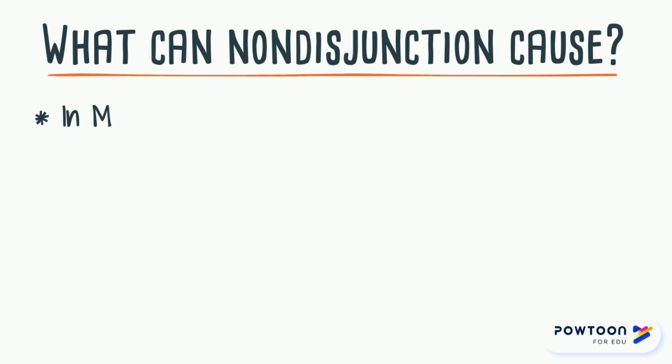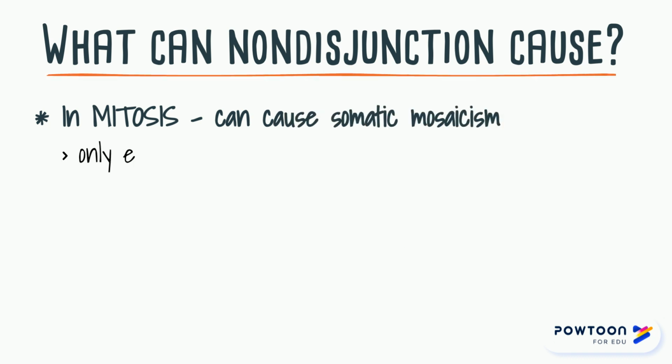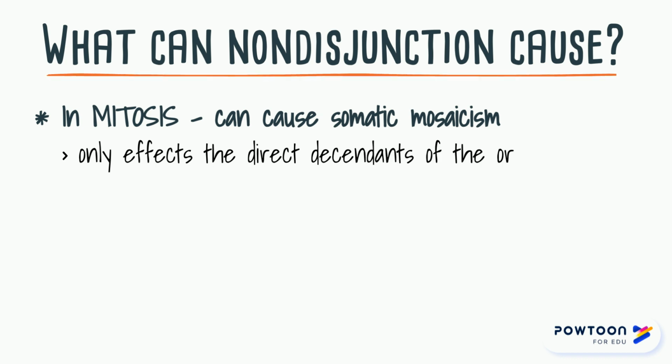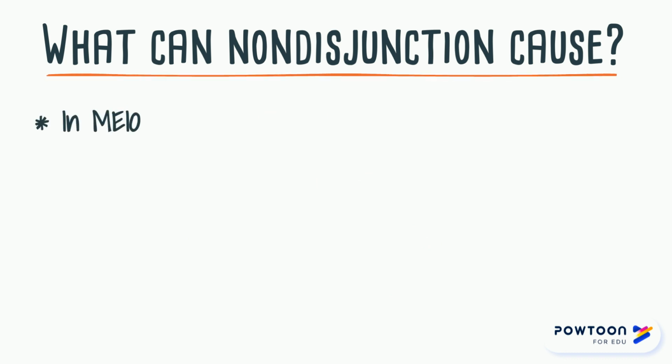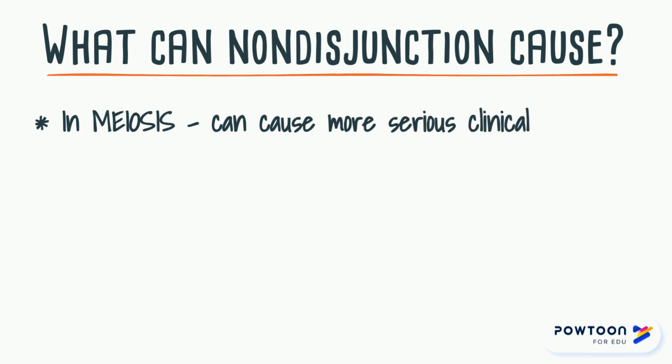When nondisjunction occurs during mitosis or cellular replication, this can cause somatic mosaicism, which only affects the direct descendants of the original cell. This can lead to cancer. When nondisjunction occurs in meiosis, there are typically more serious clinical disorders associated with this mutation.